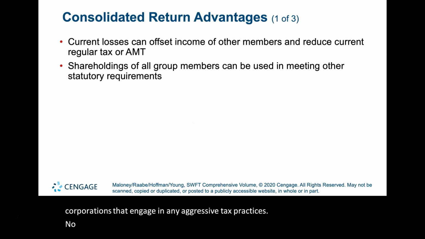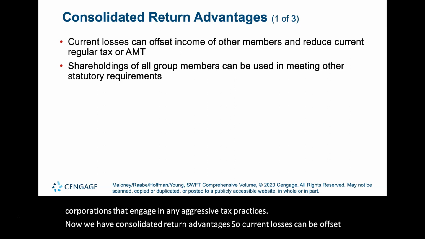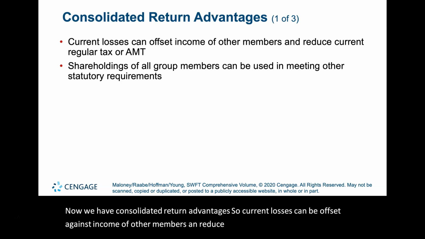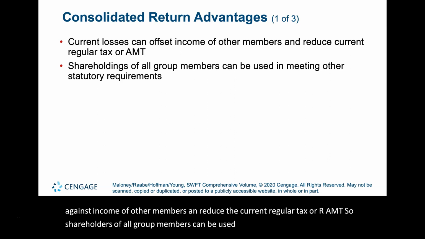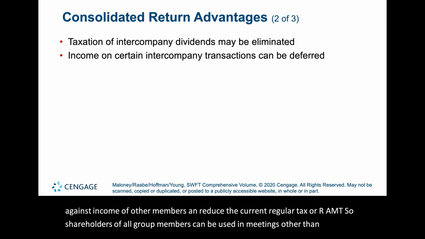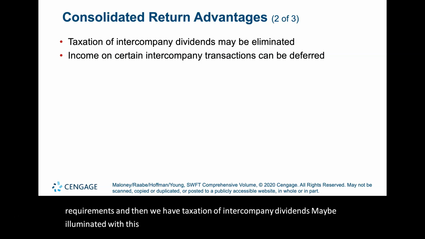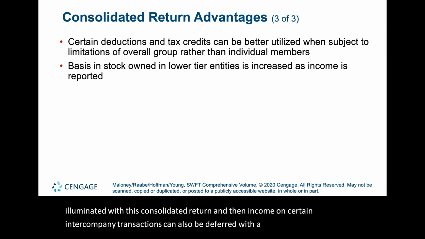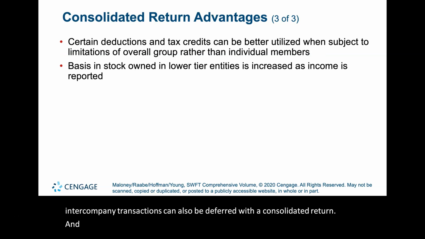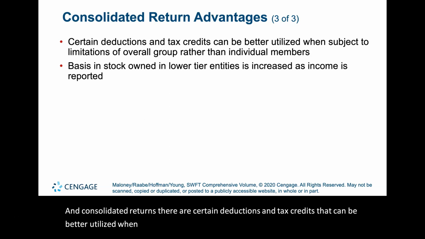Now we have consolidated return advantages. Current losses can be offset against income of other members and reduce the current regular tax or our AMT. Shareholders of all group members can be used in meetings other than statutory requirements. And then taxation of intercompany dividends may be eliminated with this consolidated return. Income on certain intercompany transactions can also be deferred with a consolidated return. And with consolidated returns, there are certain deductions and tax credits that can be better utilized when subject to the limitations of the overall group rather than the individual members.